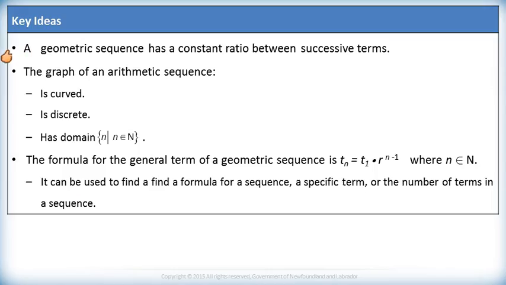Key idea is a geometric sequence has a constant ratio. The graph is curved and discrete, has domain natural numbers, and the formula for the general term is t sub n equals t1, term 1, times r exponent n minus 1.